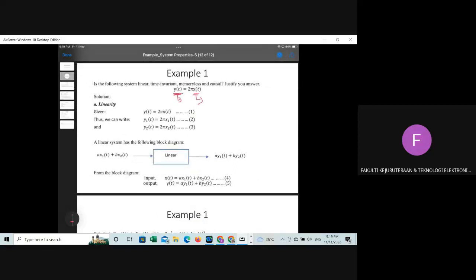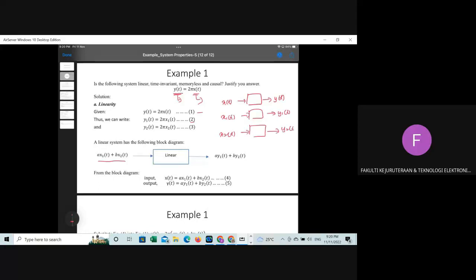You have the system y(t) equals 2π x(t), so I just copy the system back. Then I write y1(t) equals 2π x1(t) as equation 2, and y2(t) equals 2π x2(t). To check for linearity, you have homogeneous and additive. Remember, if you have input x(t), you will have y(t). If you have x1(t), the output will be y1(t). If you have x2(t), the output will be y2(t).